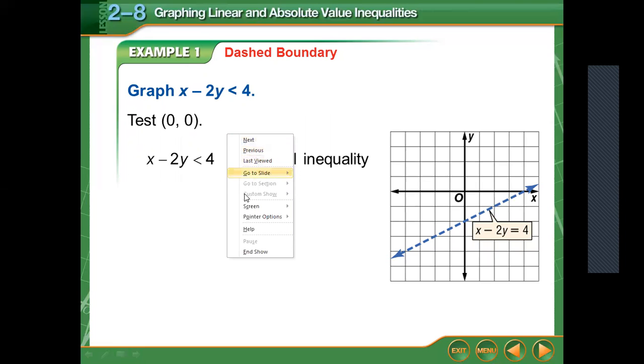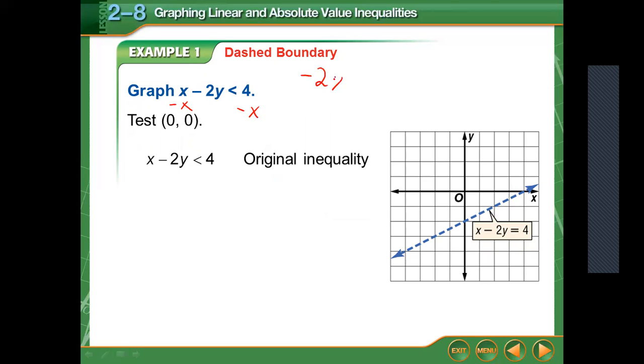I am unable to get that pen going. So I would subtract x and subtract x. That leaves me with negative 2y is less than, and I would call that negative x plus 4. The negative x comes from subtracting x from each side. And then the plus 4, the 4 was positive.